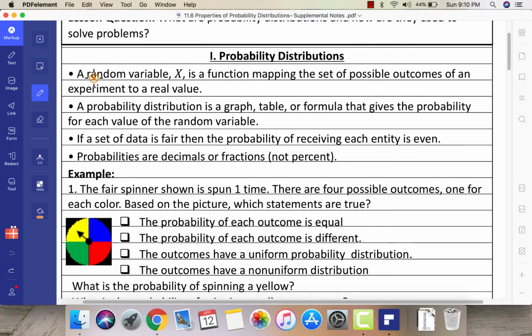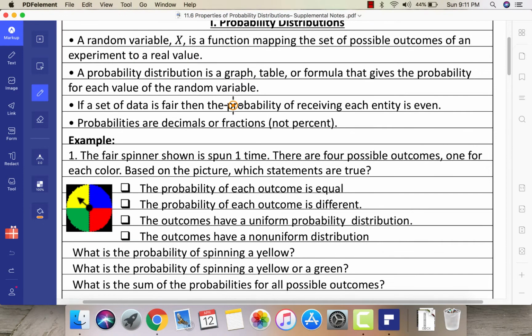Properties of distribution. A random variable x is a function mapping the set of possible outcomes of an experiment to a real value. A probability distribution is a graph, table, or formula that gives the probability of each value of the random variable. If a set of data is fair, then the probability of receiving each entity is even. Probabilities are decimals or fractions, not percent. Unless it asks you for a percent, do not change it to a percent.